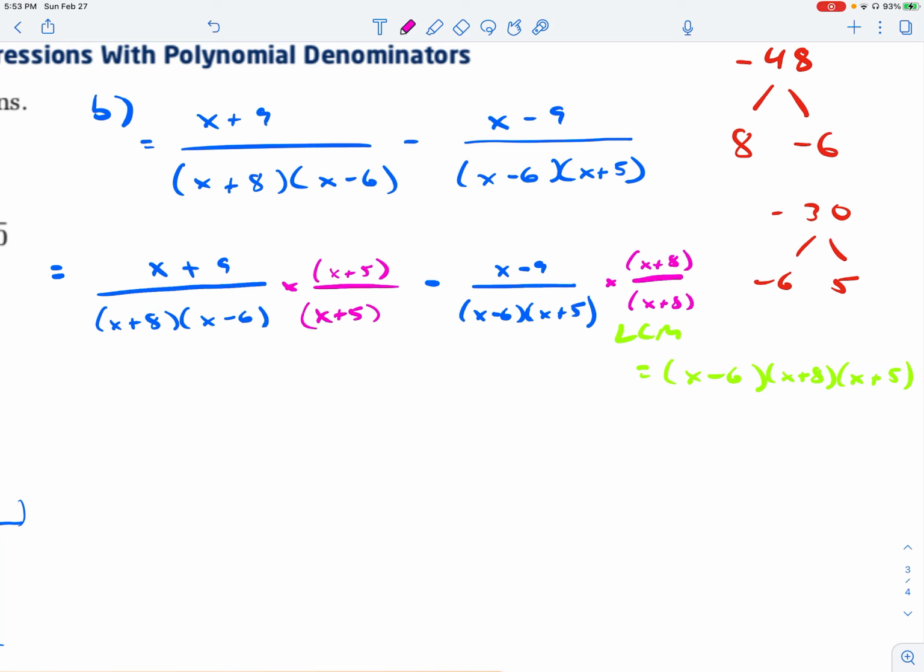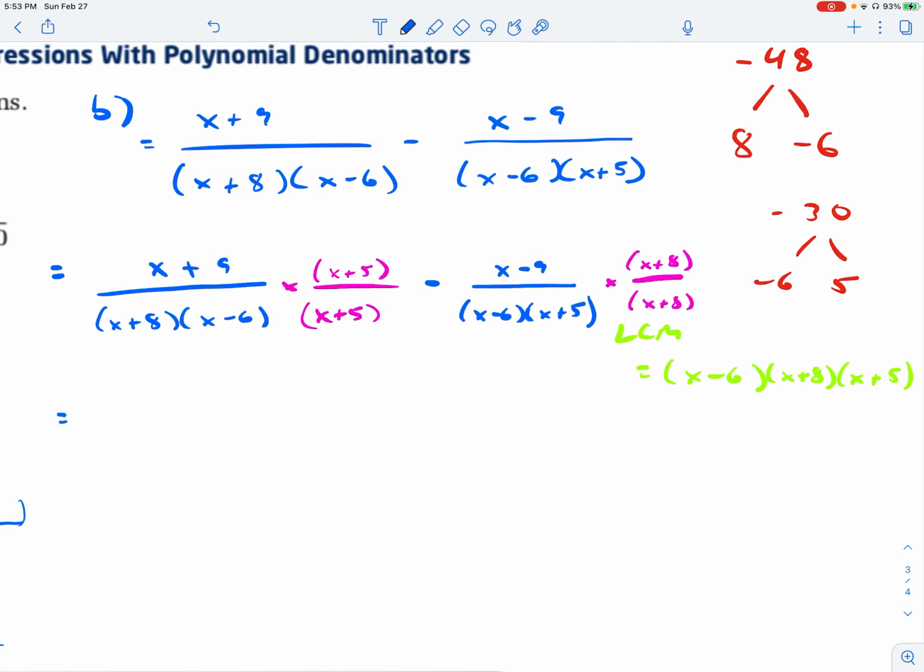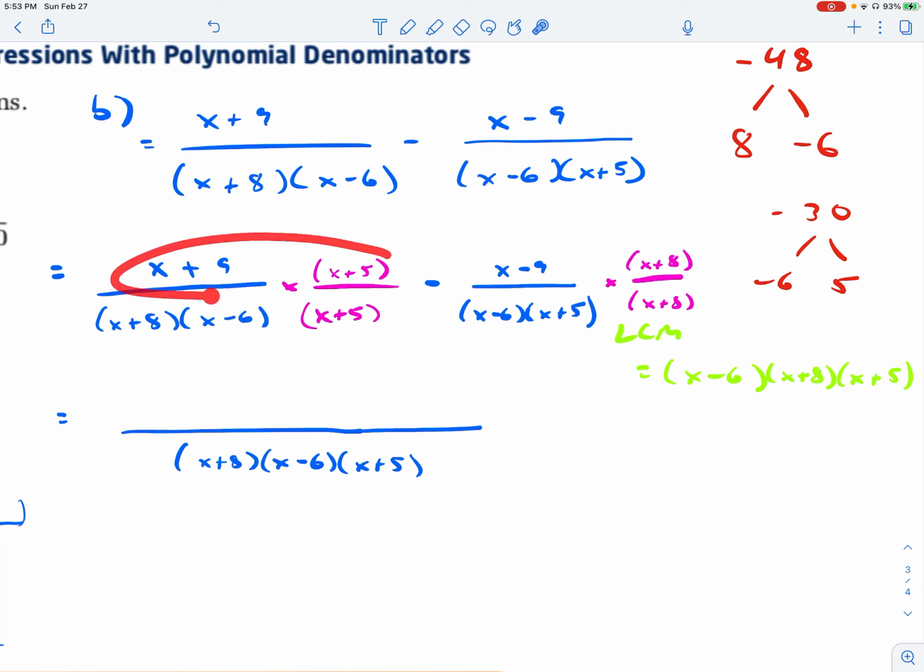Both numerator and denominator. So now you can see we got the nice common denominator. So I'm going to use that in my next line. So if you want, you could even do this at this point. You can write those down: x plus 8, x minus 6, x plus 5. And then up here, I'm going to start to write this out, the subtraction of the two numerators.